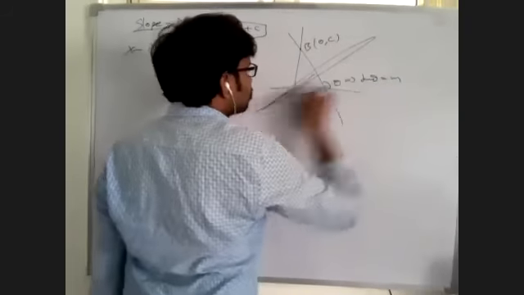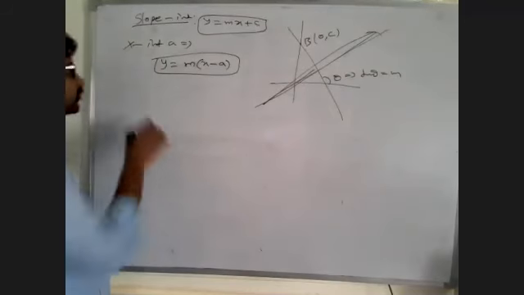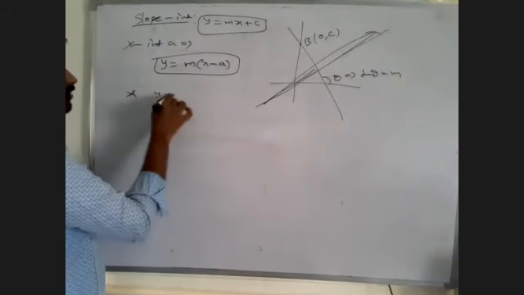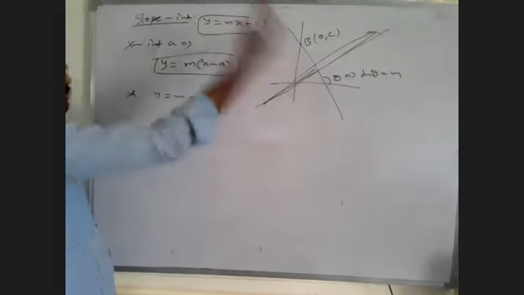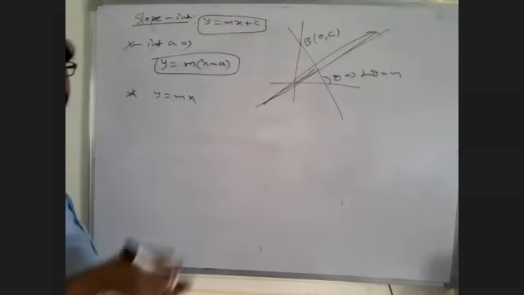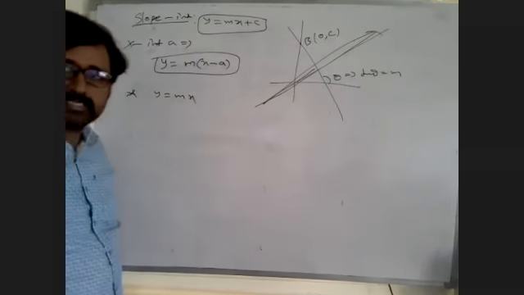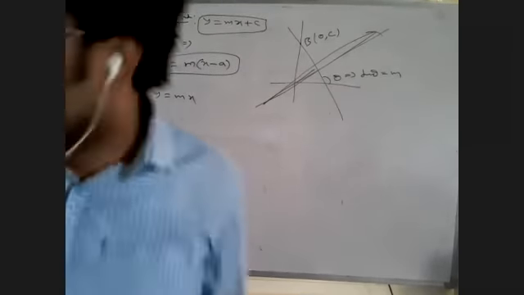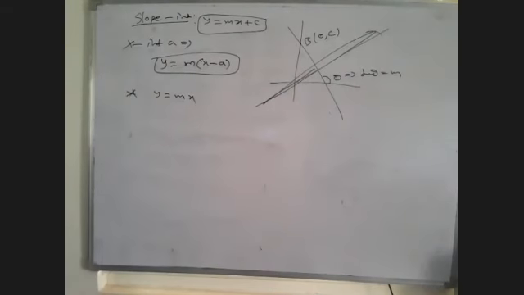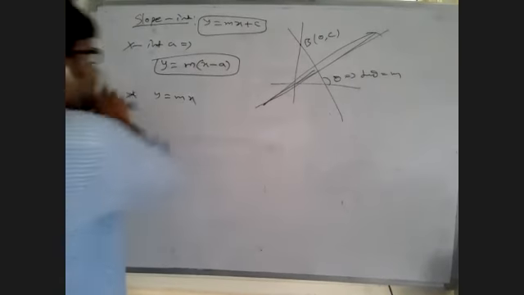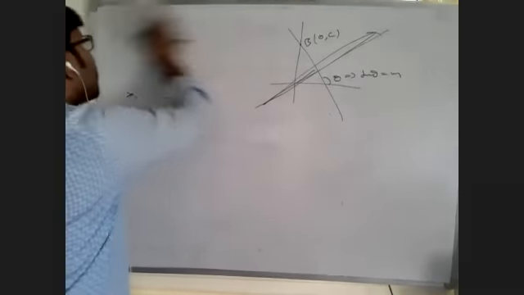The equation of the line passing through 0, 0 with slope m is y equal to mx. There is no y intercept, no x intercept, just passing through 0, 0. If you want, substitute 0, 0 in it, it will be satisfied. So this is slope intercept, and that is intercept, and that is 2-point form.